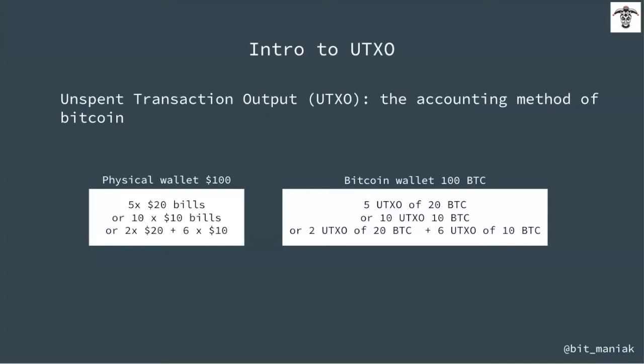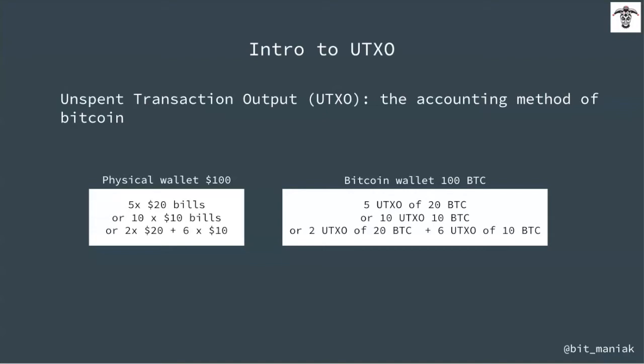You can say that UTXOs are the accounting method of Bitcoin. So UTXO stands for unspent transaction output. And it's easy to understand if you make a parallel with cash. So imagine you have a wallet with cash. Let's imagine you have $100 of cash in that wallet.